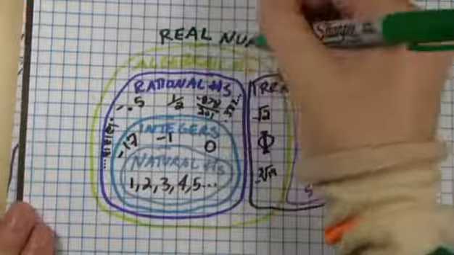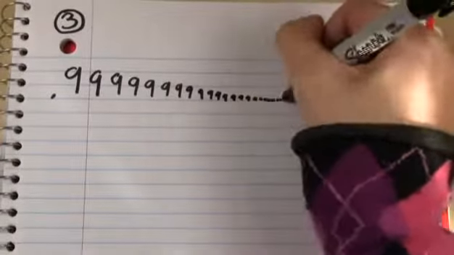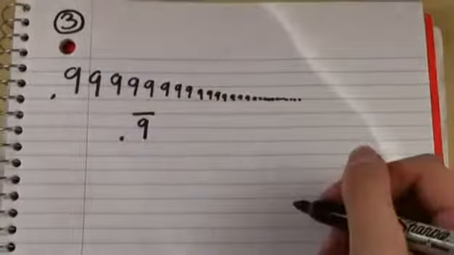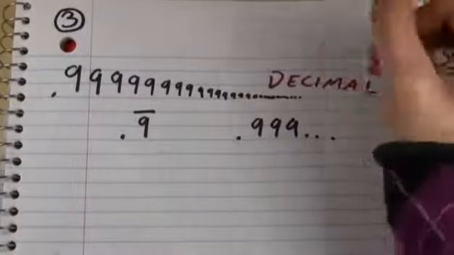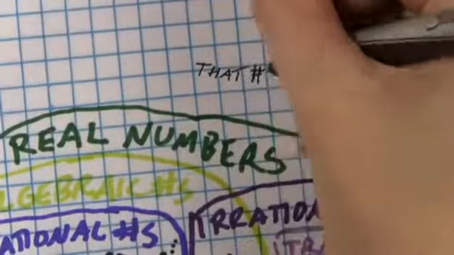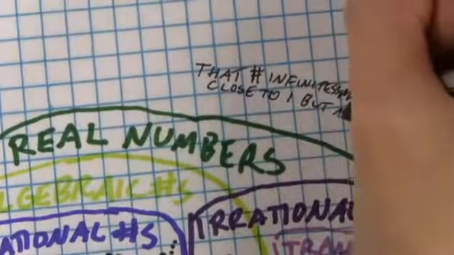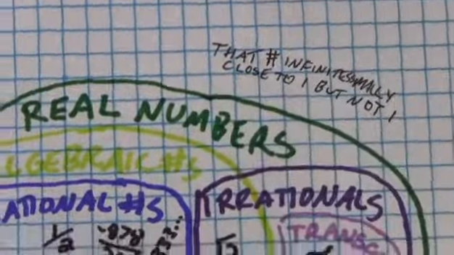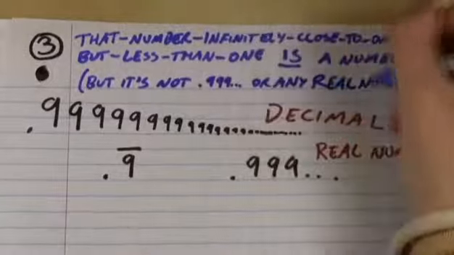Reason 3. 0.9 repeating is a decimal number, a real number. See, if you want 0.9 repeating to be that number infinitesimally close to 1 but not 1, and let's face it, some of you do, then you're writing down the wrong number when you write 0.9 repeating. That number, infinitely close to 1 but less than 1, is a number, but it's not 0.9 repeating, or any real number. Okay, let's do a more 3.9 repeating mole proof for reason 3.9 repeating.